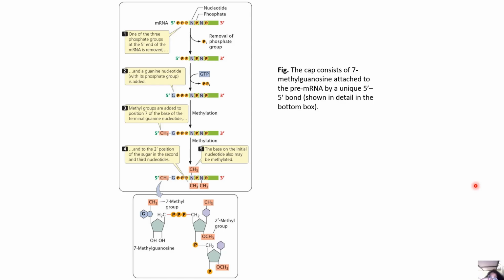Now the cap consists of 7-methylguanosine attached to the pre-mRNA by a unique 5' bond. One of the three phosphate groups at the 5' end of the mRNA is removed and a guanine nucleotide with this phosphate group is added. Methyl groups are added to position 7 on the base of the terminal guanine nucleotide and the 2' position of the sugar in the second and third nucleotide. The base of the initial nucleotide may also be methylated.